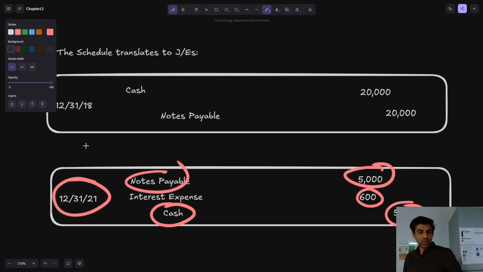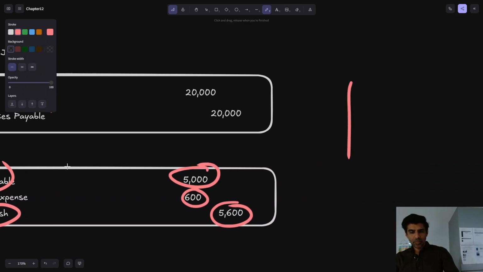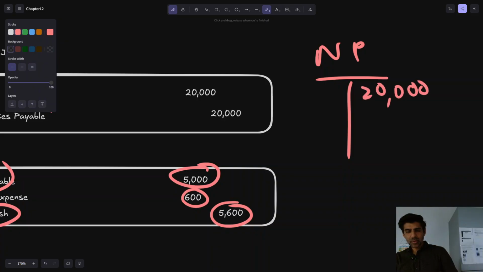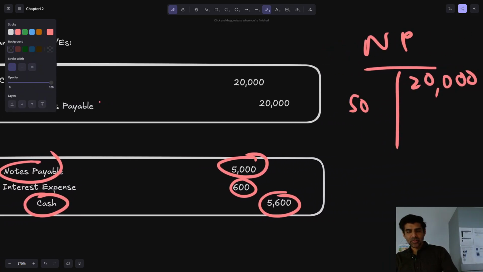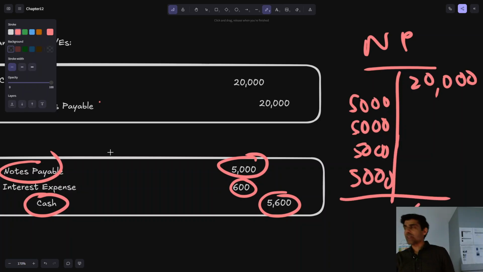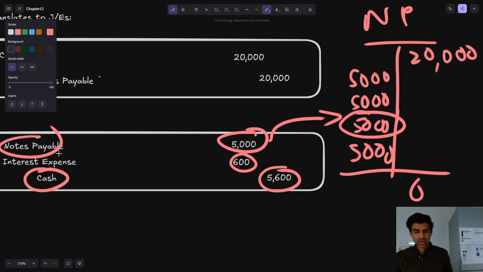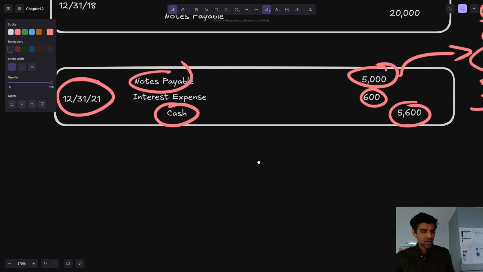So that's going to reduce notes payable, because from here notes payable starts off at 20,000. Every payment we're basically going to be going like this: 5,000, 5,000, 5,000, 5,000. So the last payment will have a zero balance. So I think we're on this one. So this 5,000 is the debit that's going here. Make sense? Okay.